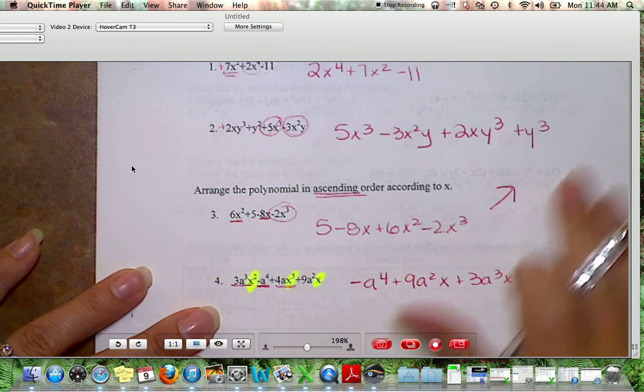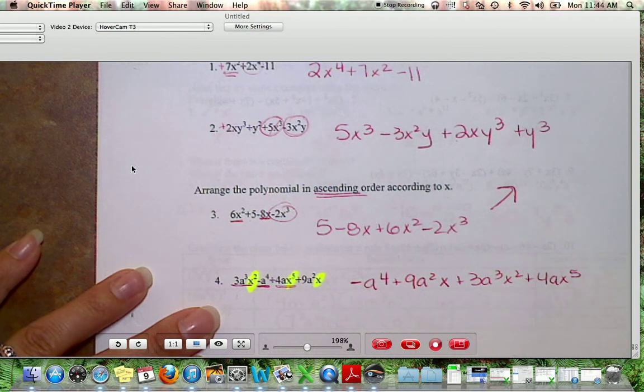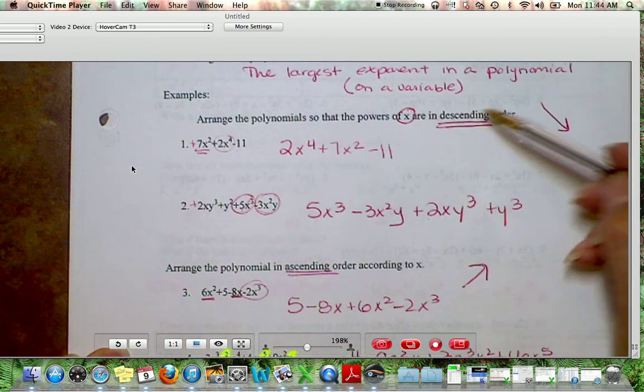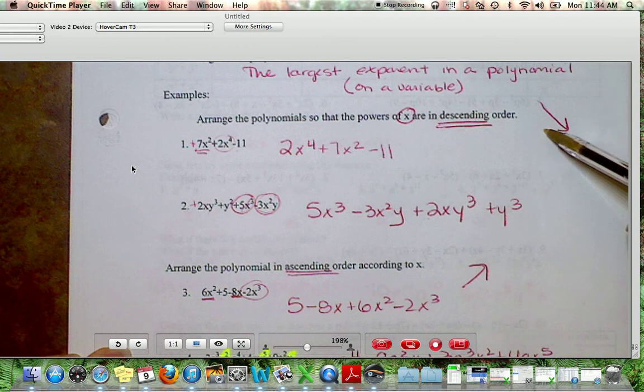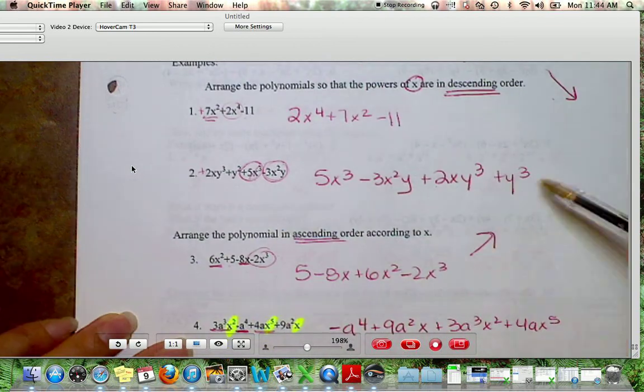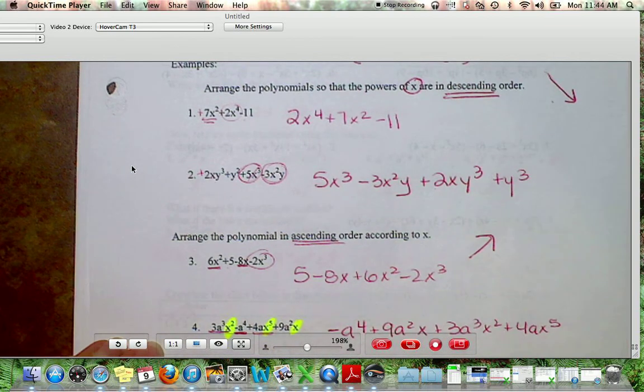Ascending order, going up, like when you accelerate. Trying to think. Nope, that doesn't work. So descending, like decelerate, goes down. Ascending, it's going to go up every time.